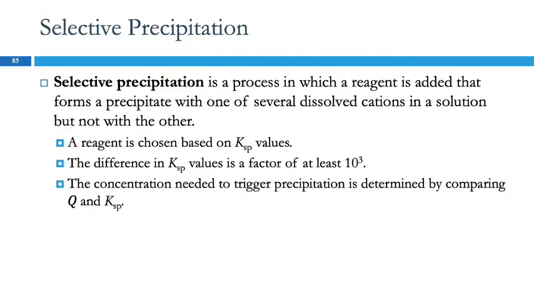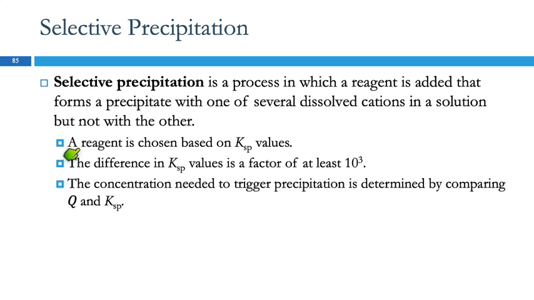Selective precipitation. We can use precipitation to our advantage to separate different ions. Selective precipitation is the process in which you add a reagent that forms a precipitate with one of the dissolved cations in a solution, but not with the others. So you can precipitate one out and leave the others, and this allows us to separate ions.